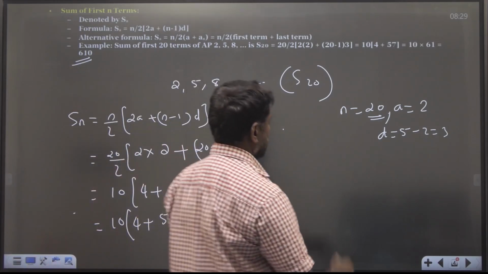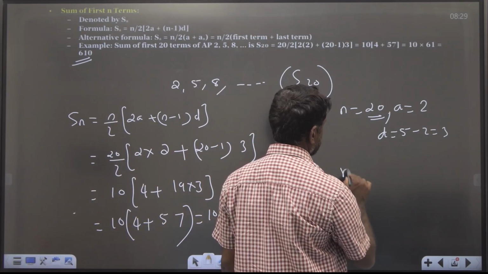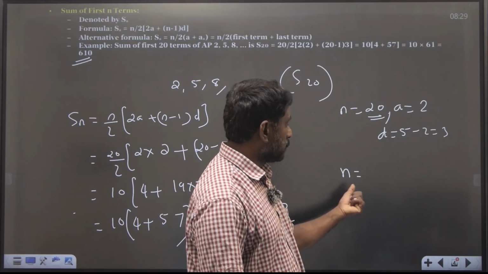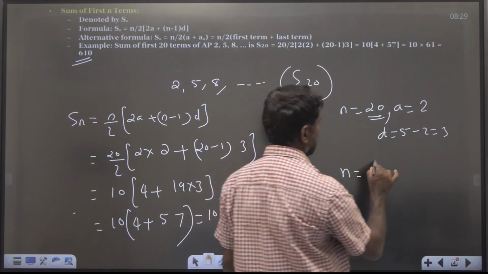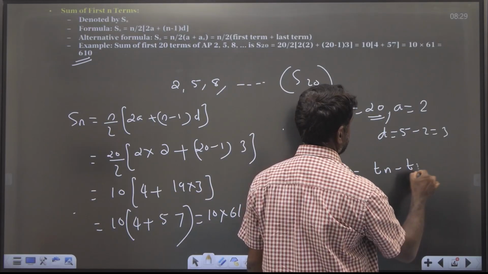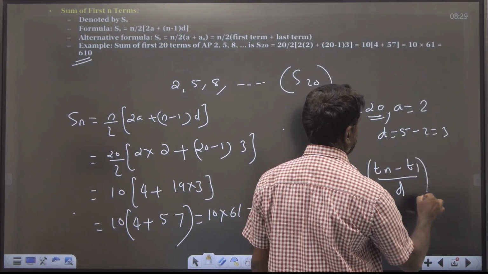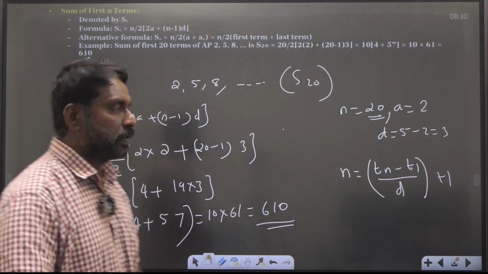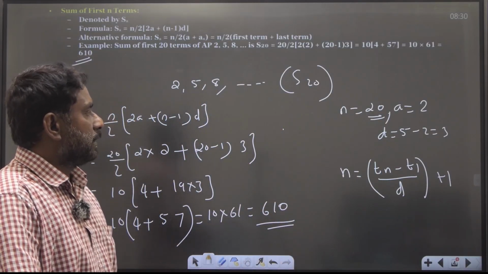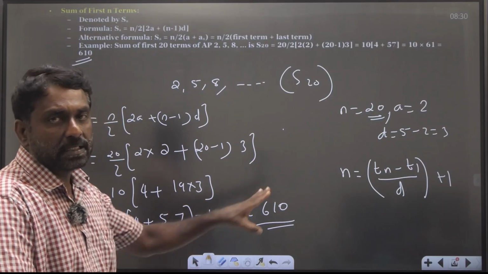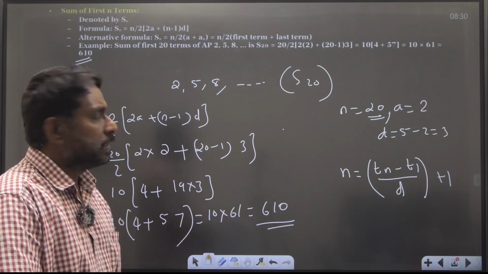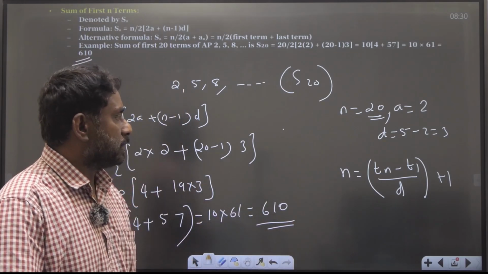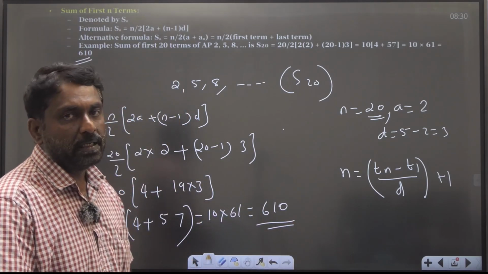Then an additional formula: suppose n is not given, then we can find n also using the formula (Tn minus T1) by d, in bracket, plus 1. The number of terms of an arithmetic sequence, n is equal to (Tn minus T1) by d plus 1. This is an additional shortcut formula to find the number of terms in an arithmetic sequence.